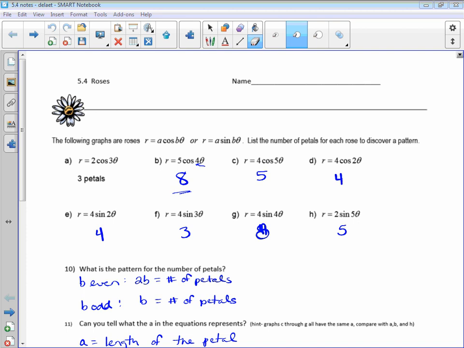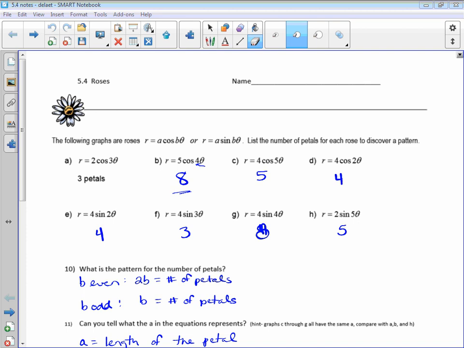Front of your worksheet here. Hopefully you found 3, 5, 4, 4, 3, 8, 5 for your petals. What did you notice as a pattern, guys?